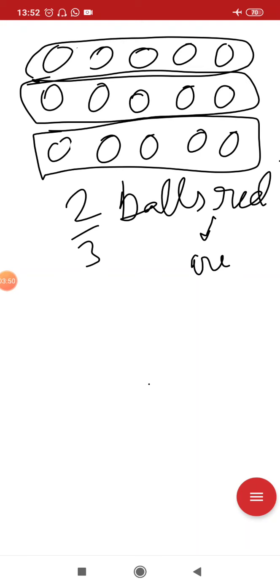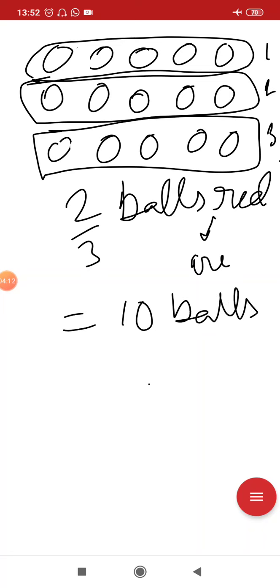Now they are saying 2/3 of the balls are red. This is the first group, this is the second group, this is the third group. Out of this 3, 2/3 means 2 parts are red. So in one group there are 5 balls. So in 2 groups there are 10 balls. That means 10 balls are red. You can do the counting and say 1, 2, 3, 4, 5, 6, 7, 8, 9, 10. So 10 balls are red.